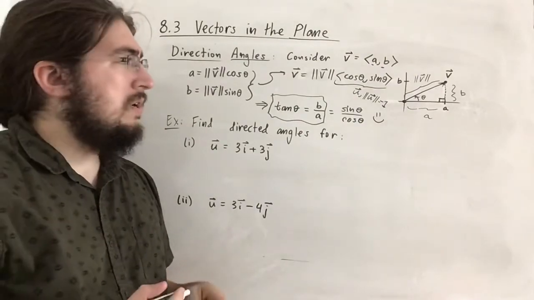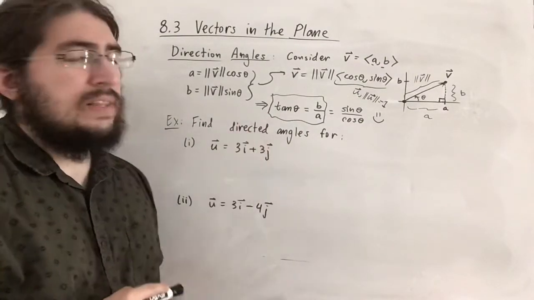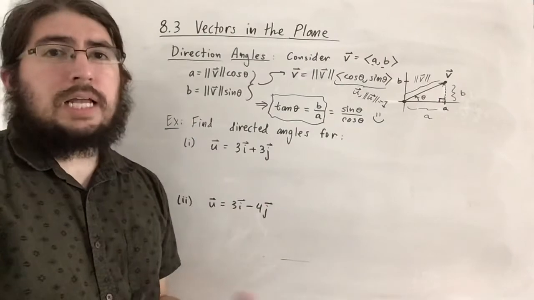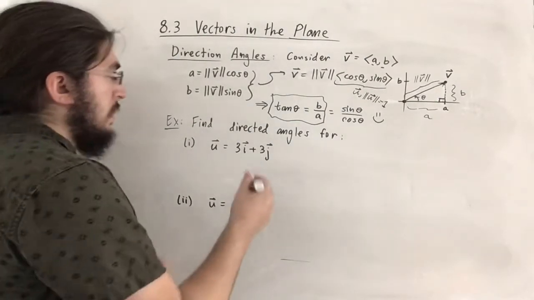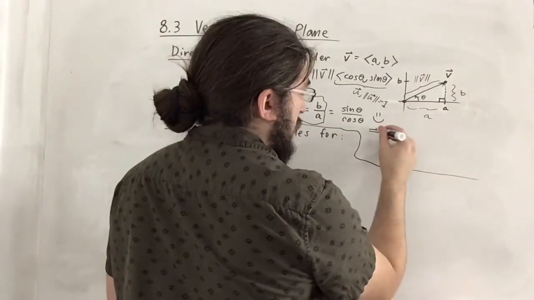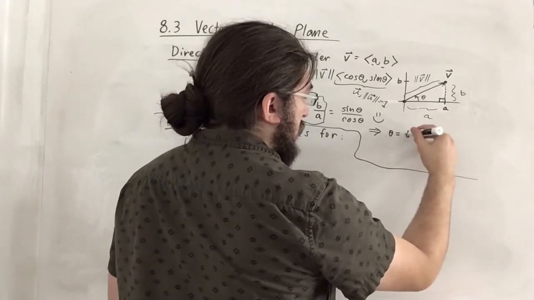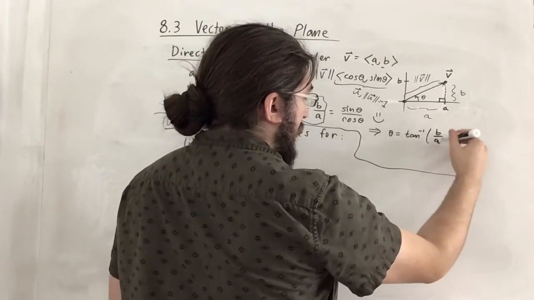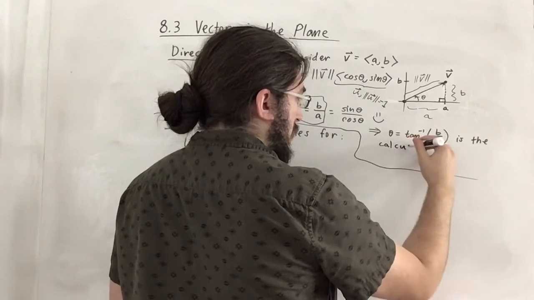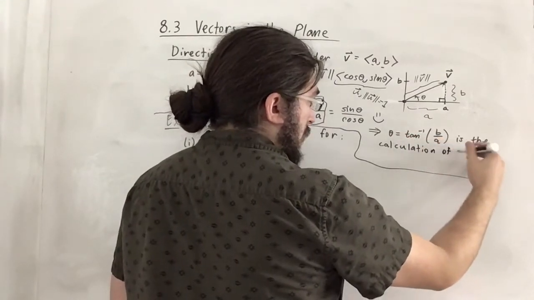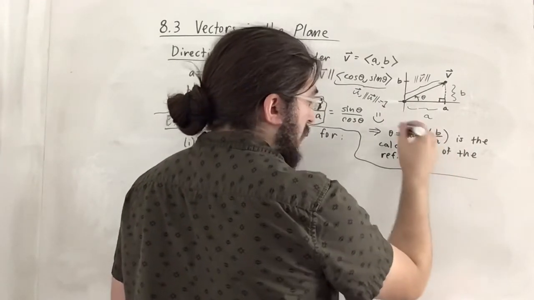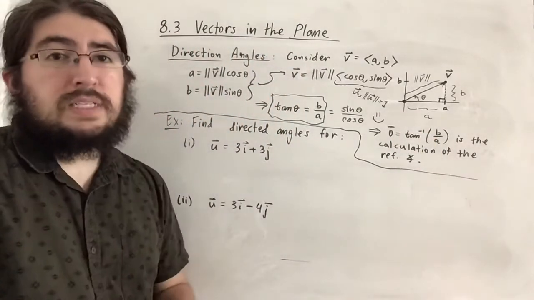There's a little bit of an issue though, and the issue is that if you use tangent inverse to find theta, it really only works in the first and fourth quadrant because of the way tangent inverse is defined, but at least that'll help you find the reference angle. So let me border this off a bit. Let me just say once again, theta equals tangent inverse of B over A is the calculation of the reference angle. So really I should call this theta bar. And the reference angle again depends on what quadrant you're in.